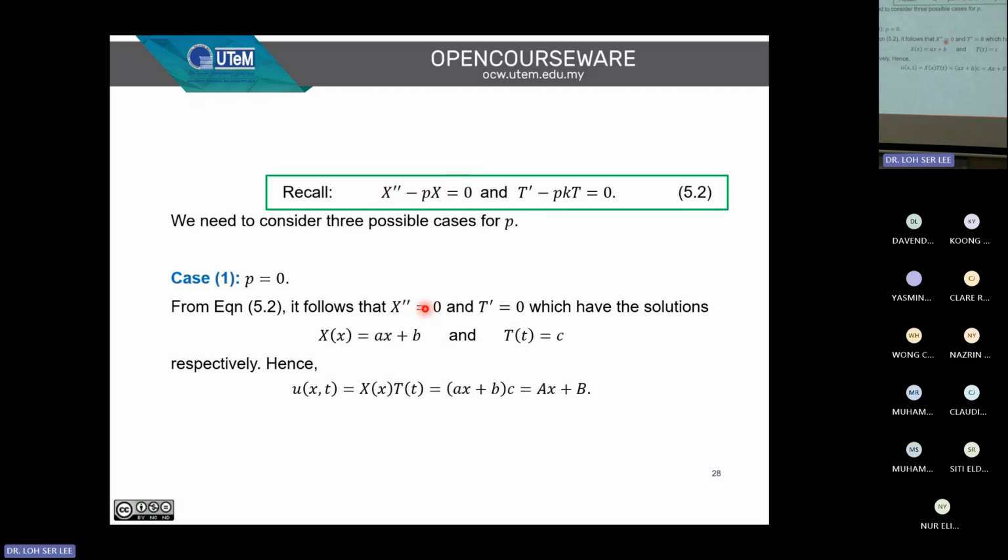So this one, we want to solve this. When you have x double prime equals to 0, what is your x? We just integrate, right? We integrate x double prime, you get x prime. Integrate 0, you get a constant. Then x prime, you integrate once again, you get x. So the constant, you integrate with respect to x, you get ax plus b.